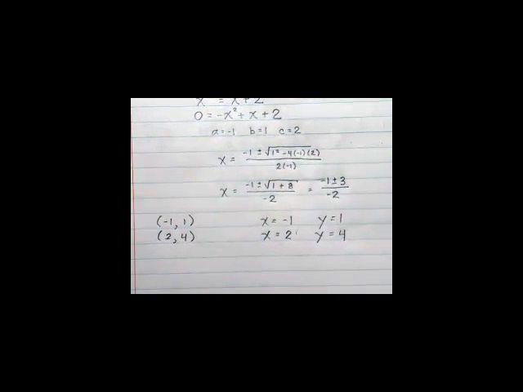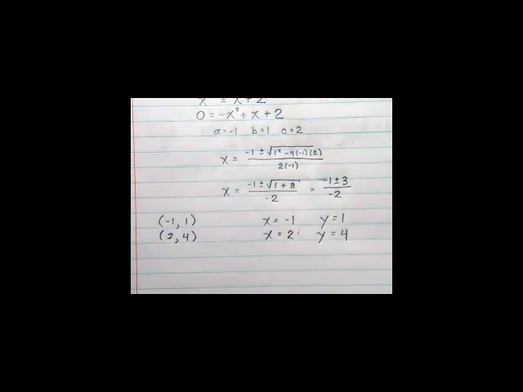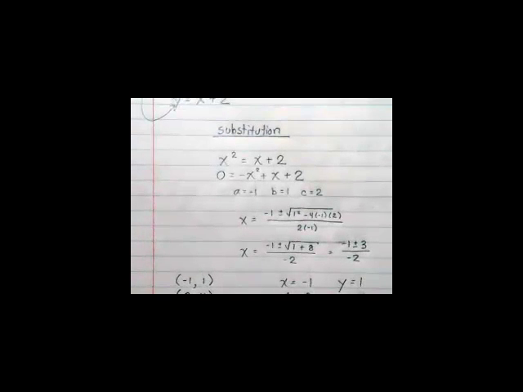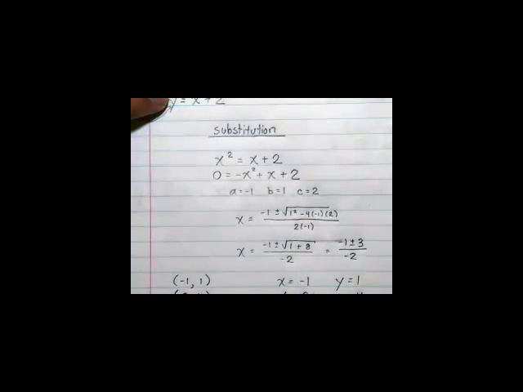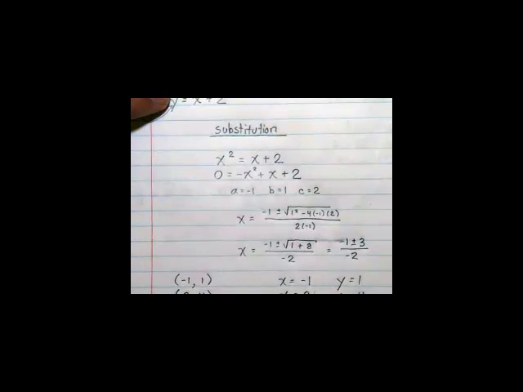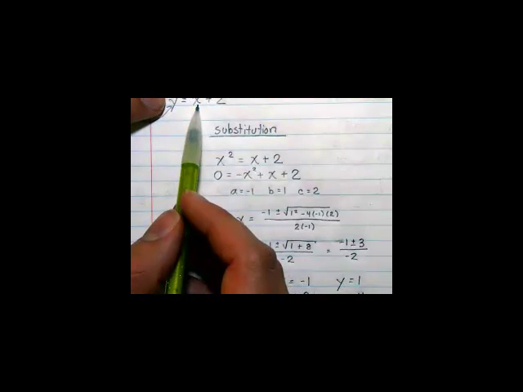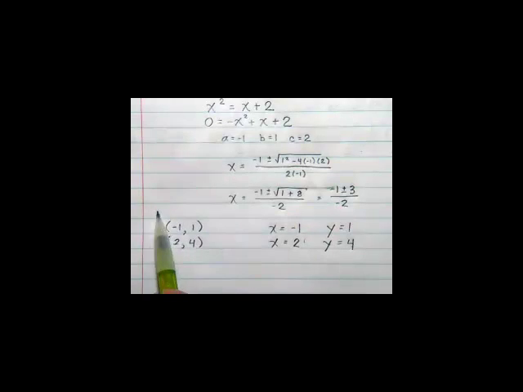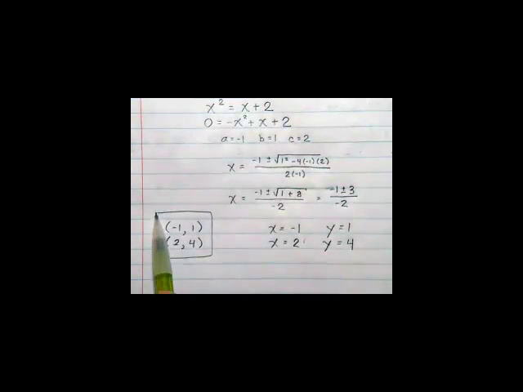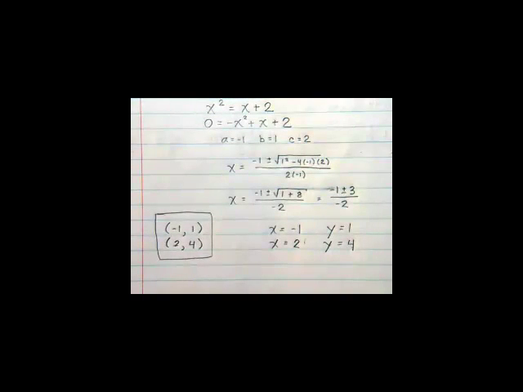How to get the x's into the equation? Either one. You could have plugged it into this one too. You'd get the same result. You plug a -1 in for x here, -1 plus 2 is 1. You plug a 2 in for x here, 2 plus 2 is 4. So you're getting the same stuff either way. But these would be your solutions, written as ordered pairs, -1, 1, and 2, 4. All right, so that's how you use that substitution method.